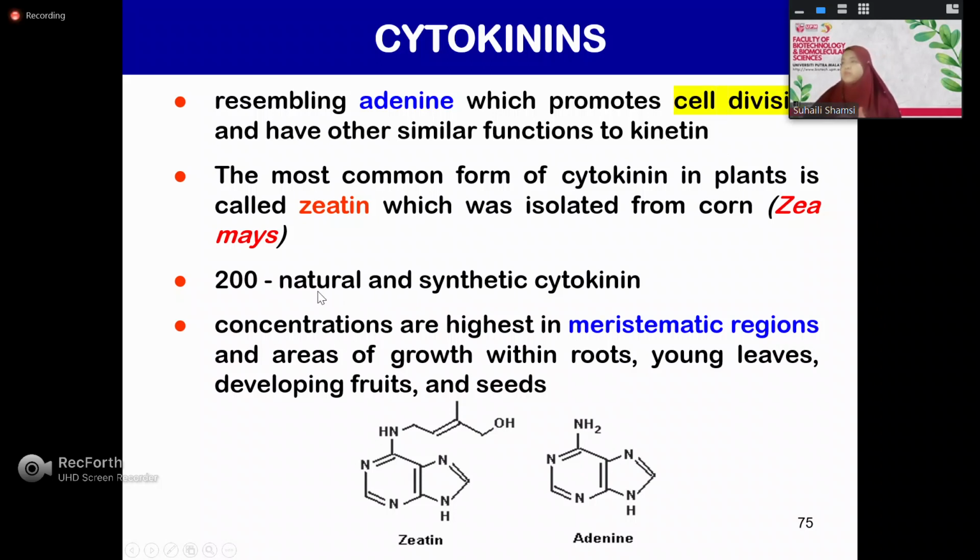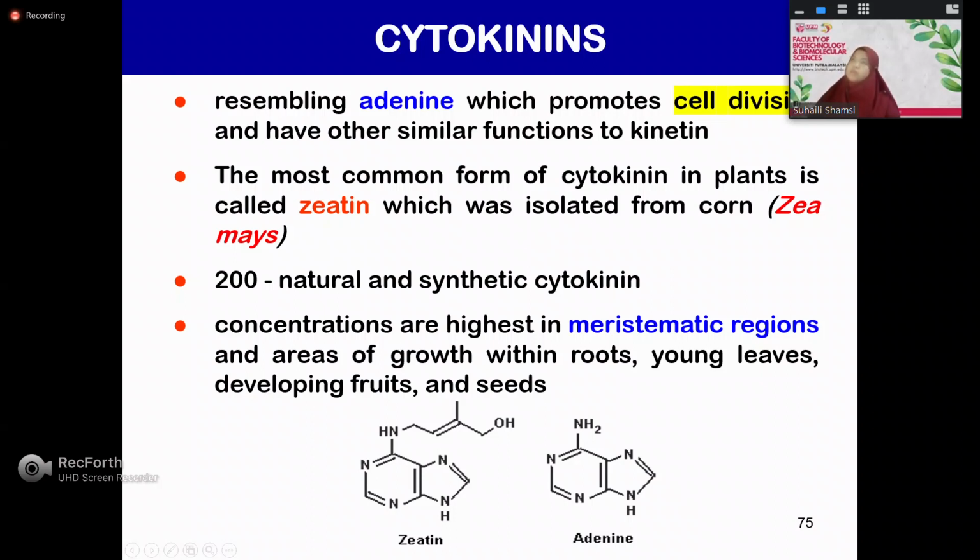So there are 200 natural and synthetic cytokinins that have been identified. The most common form of cytokinin in plants is called zeatin, which was first isolated from corn, or Zea mays. Concentrations are highest in meristematic regions. The meristematic region is the region in plants that undergoes rapid cell proliferation, rapid cell division, right? Within roots, young leaves, developing fruits and also seeds. So it supports cell division. Hence, it supports growth and development.